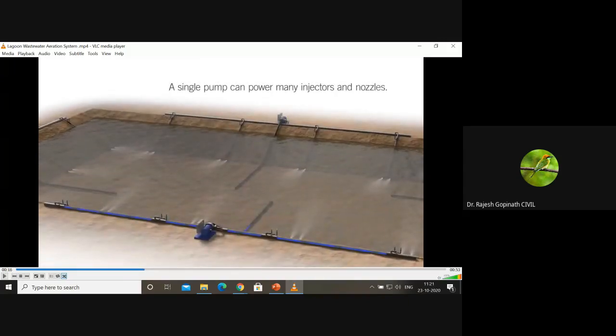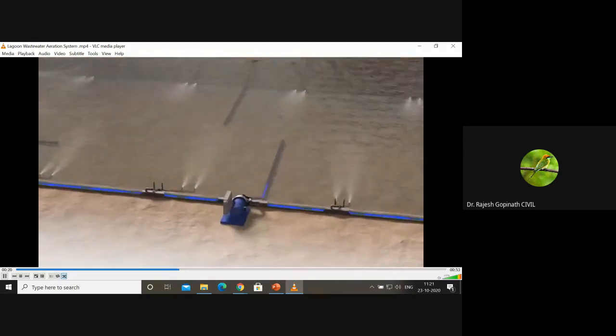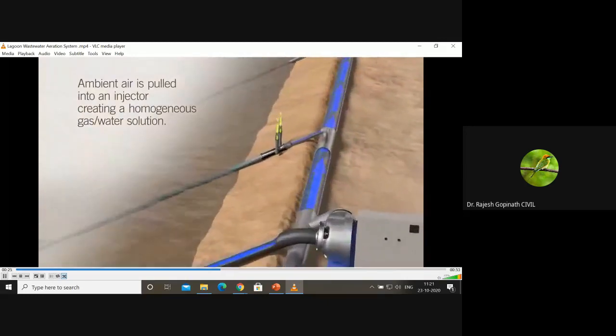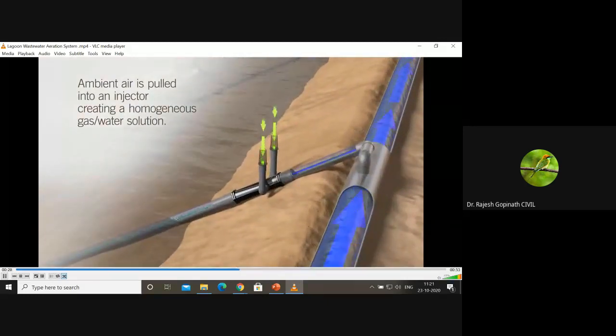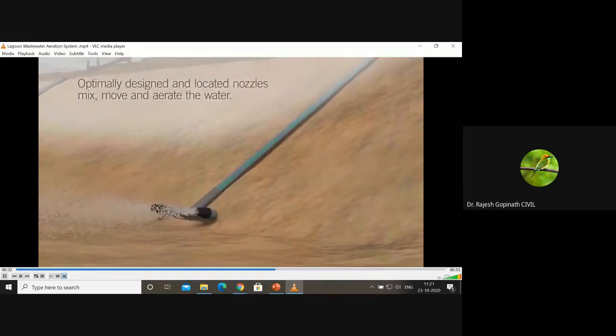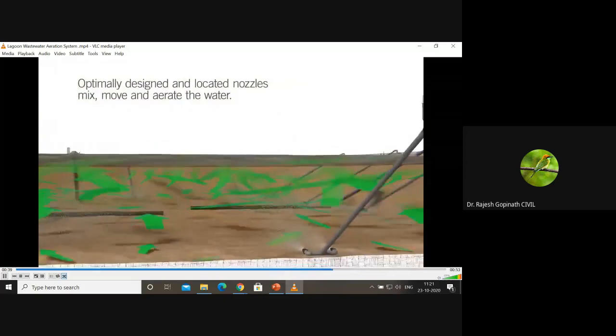So as you can see, you have a compressor, you have a pump, compressed air is being sent, and when this compressed air comes out of the nozzles, it comes out as fine air bubbles. You can see how the air is being sucked. When these air bubbles come out, they literally help in aeration. They help in oxidation. They help in keeping the water fresh.